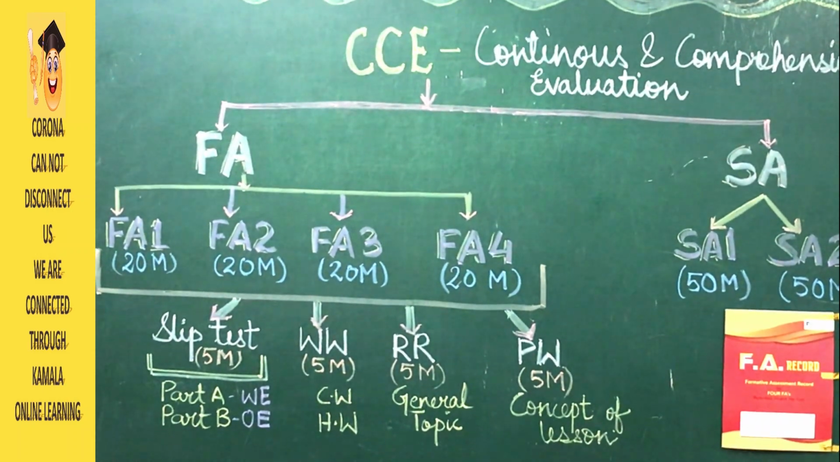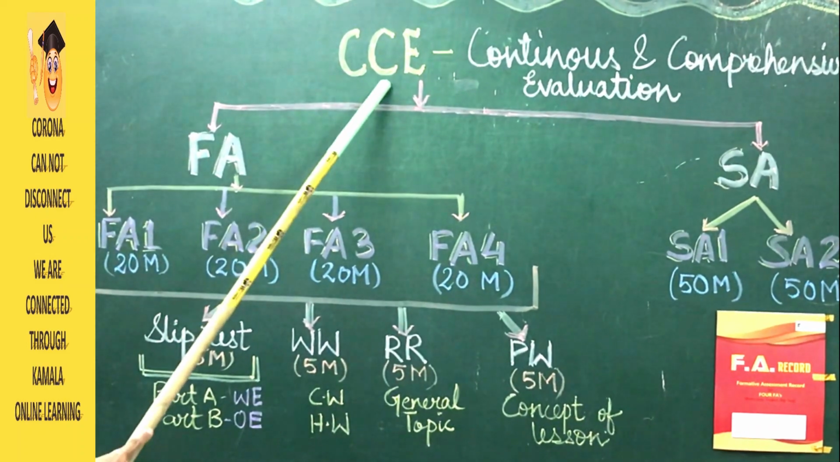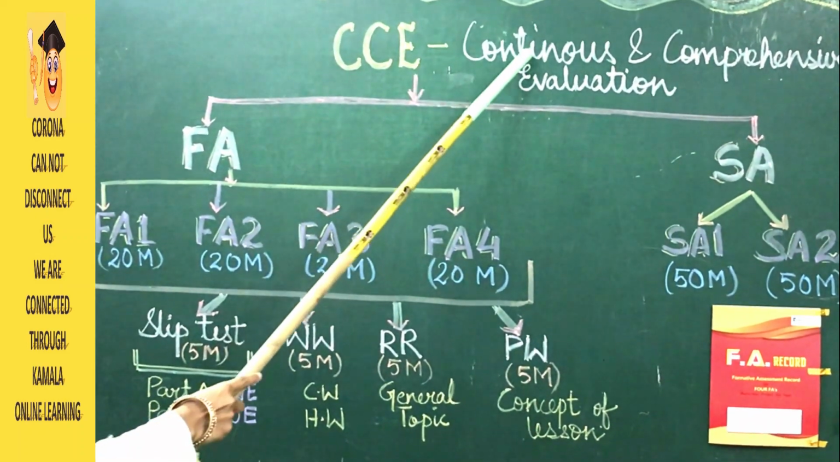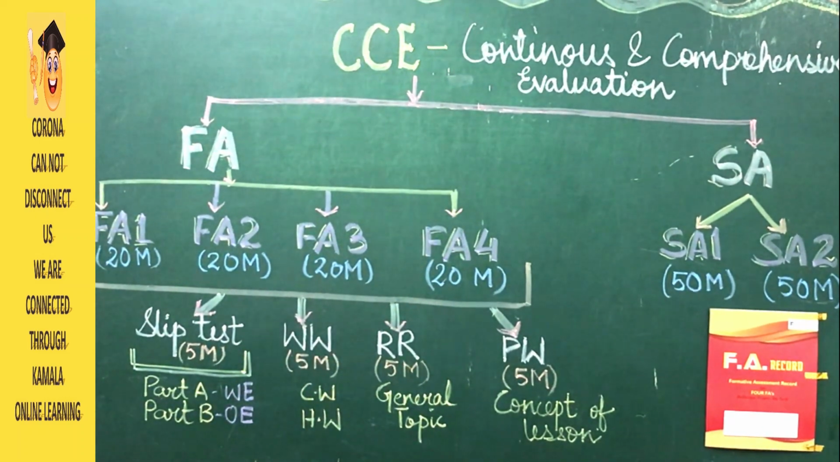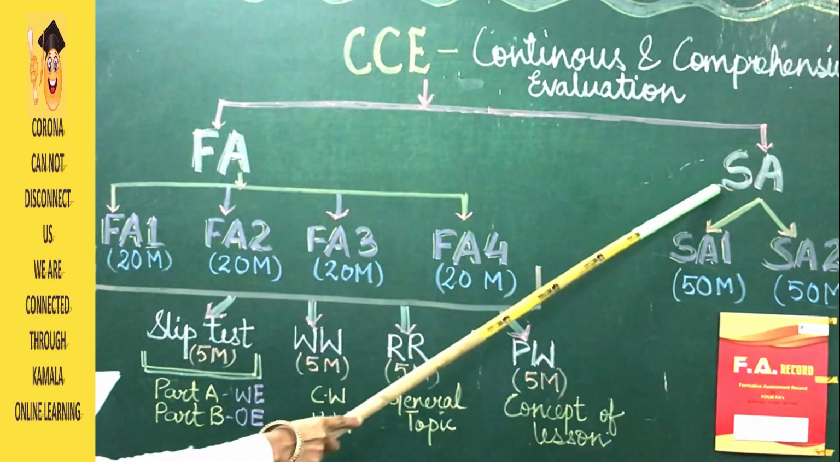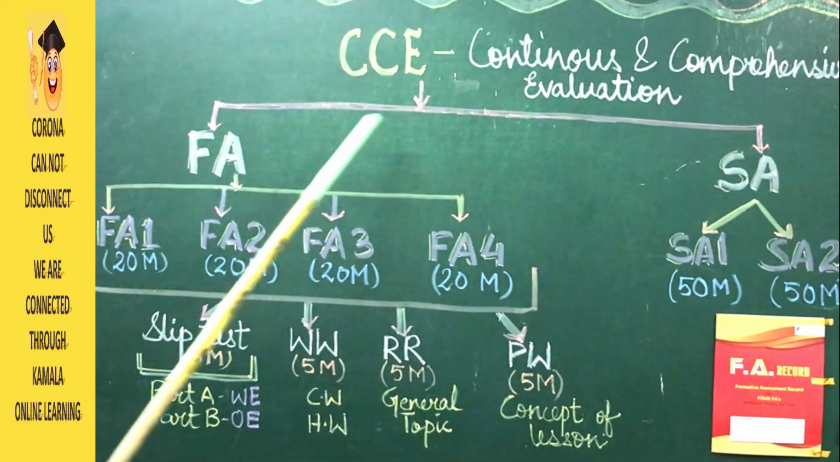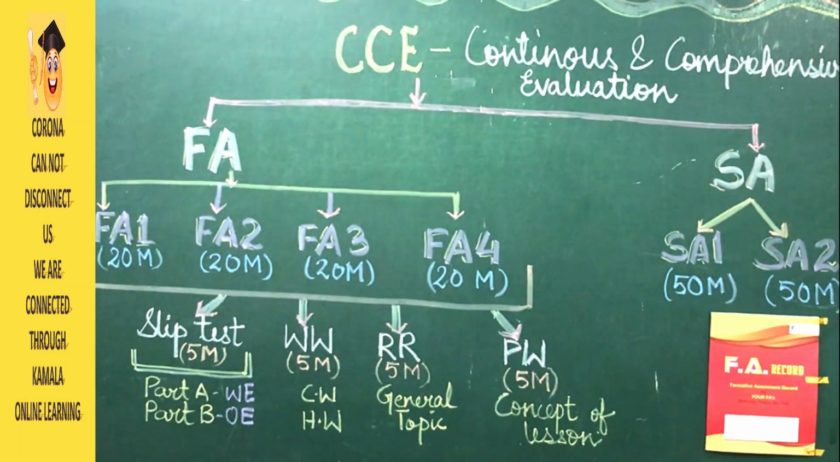So students from 6th to 10th standard, we follow the CCE pattern. CCE stands for Continuous and Comprehensive Evaluation. Under the CCE, you have two categories of assessment. First is FA and the second is SA. FA is formative assessment, SA is summative assessment.